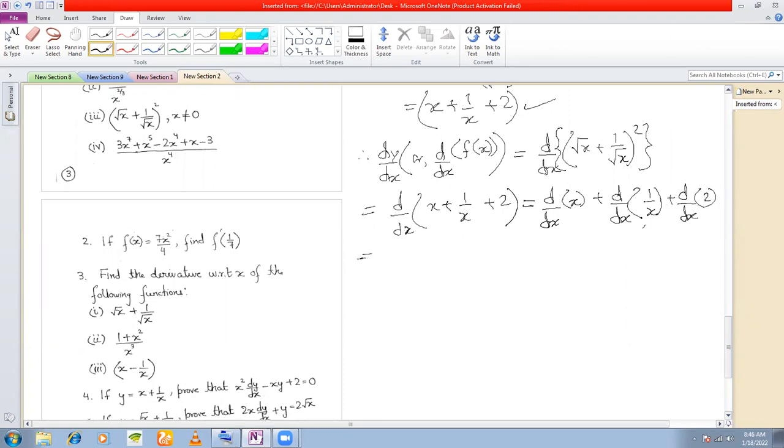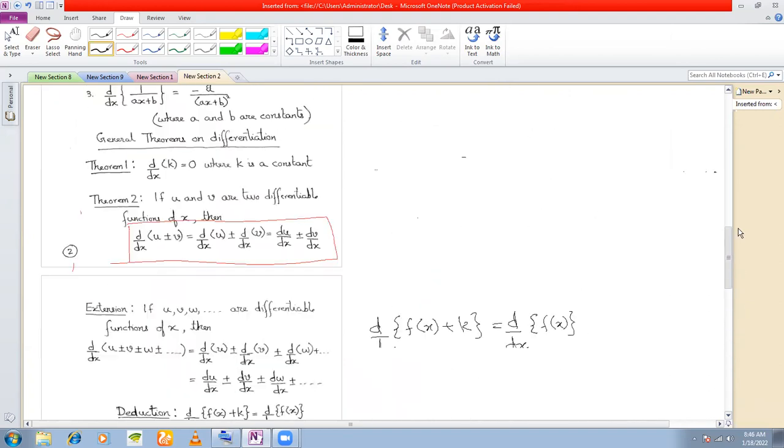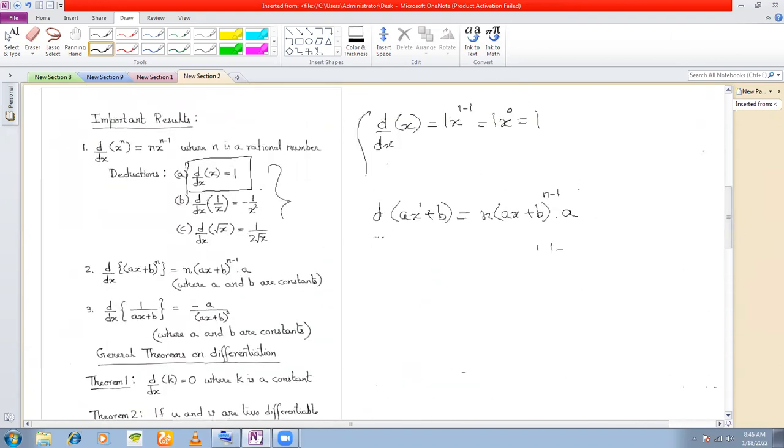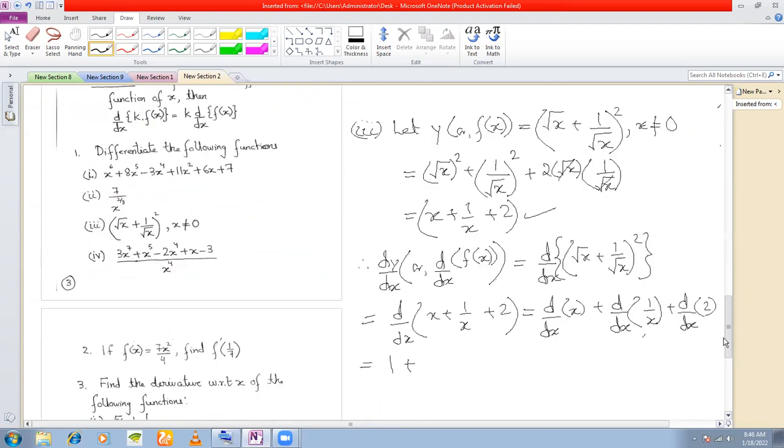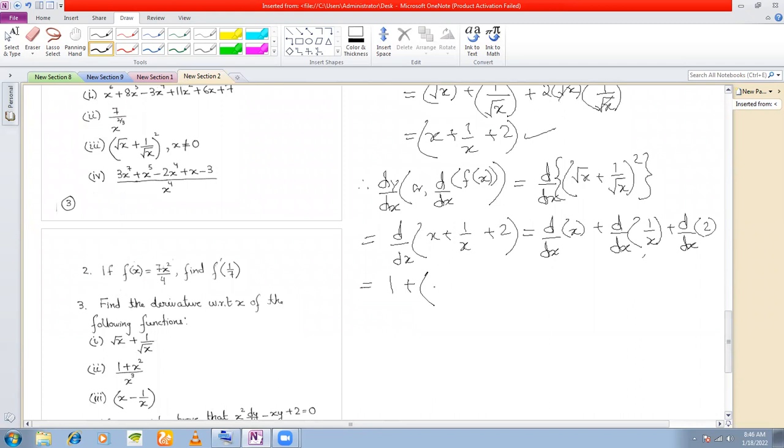Okay, d/dx x I told you to remember, it should be 1. Differentiation of x with respect to x is 1 plus, and d/dx 1 by x also I told you to remember. d/dx 1 by x, here in the second rule I told you to remember, right, is minus 1 by x square. You write this as minus 1 by x square, and the differentiation of a constant is 0. So your answer here is 1 minus 1 by x square. Okay, and that finishes the differentiation of this.